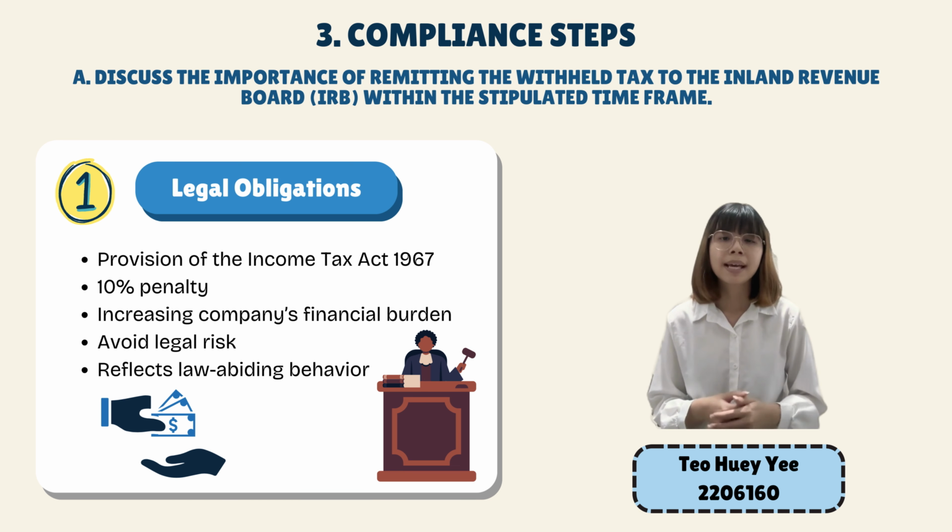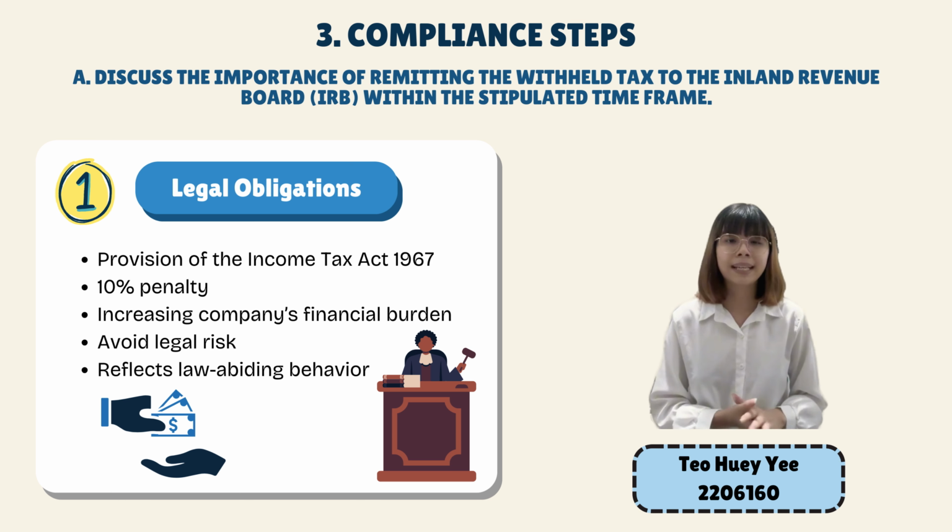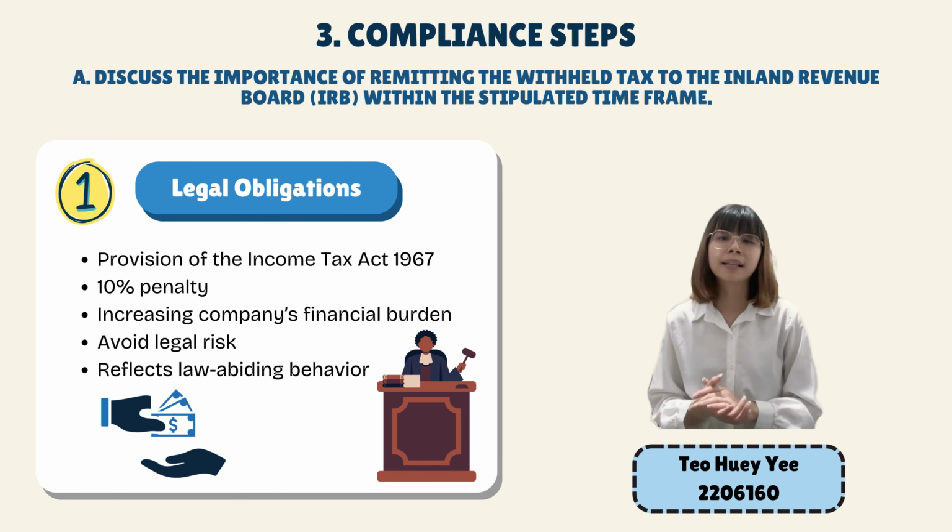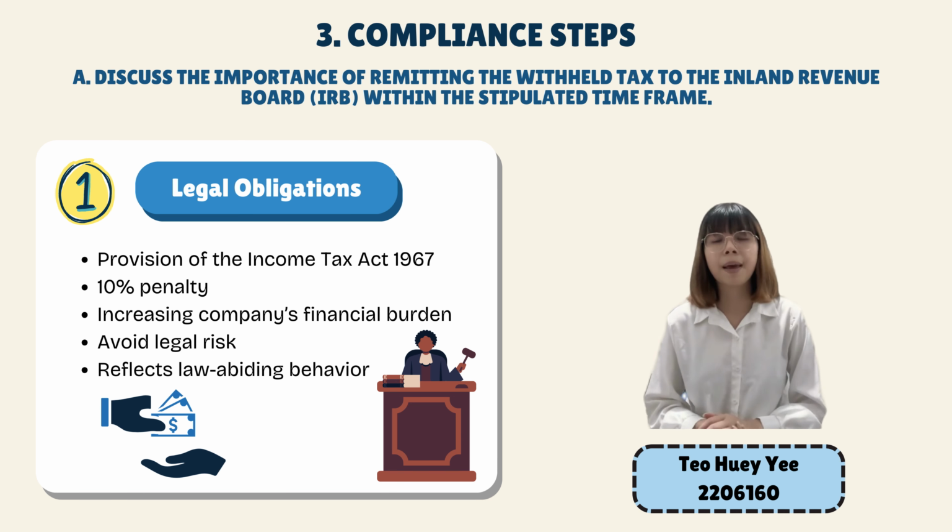Failure to do so can result in a 10% penalty. This will increase company financial burdens. On the contrary, taxpayers can avoid legal risk and demonstrate law-abiding behavior if they make timely payments.